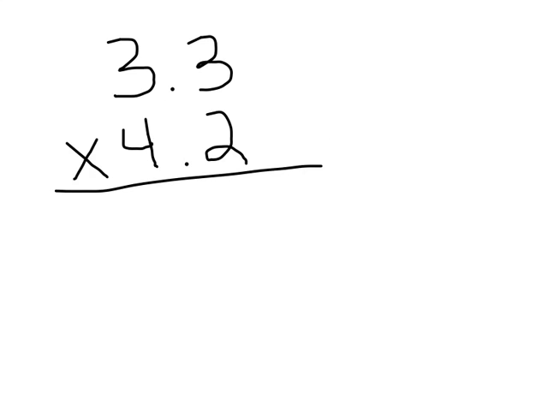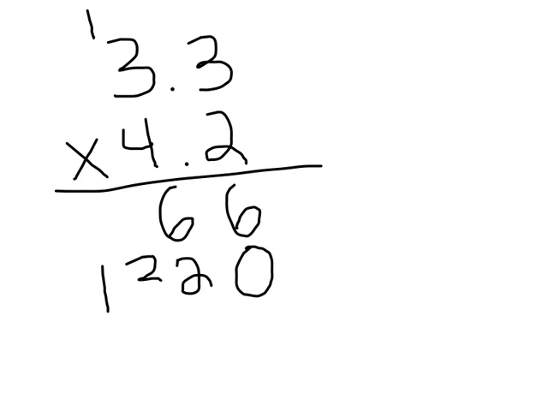Let's do another one. All right, 3.3 times 4.2. Again, I'm going to do what I did in the last problem, which is to just multiply normally and add my decimal at the end. So 3 times 2 is 6, and then 3 times 2 is 6 again. I'm going to add my 0 placeholder, and now I'm going to go over and multiply my 4. 4 times 3 is 12, carry my 1. 4 times 3 is 12, plus 1 is 13.